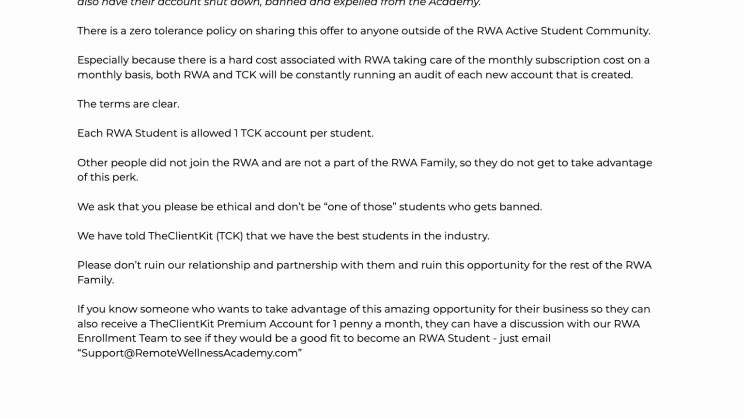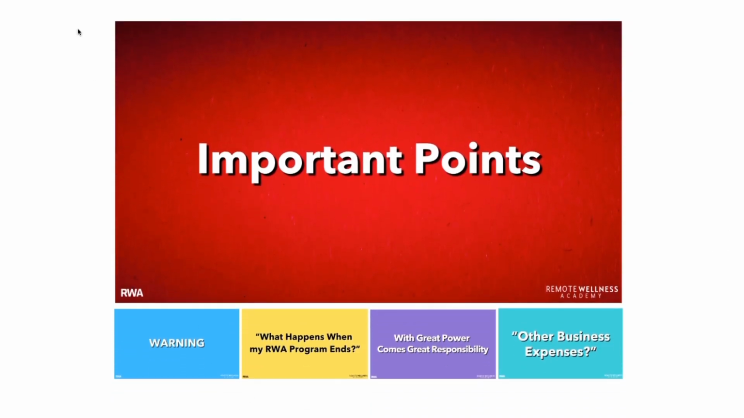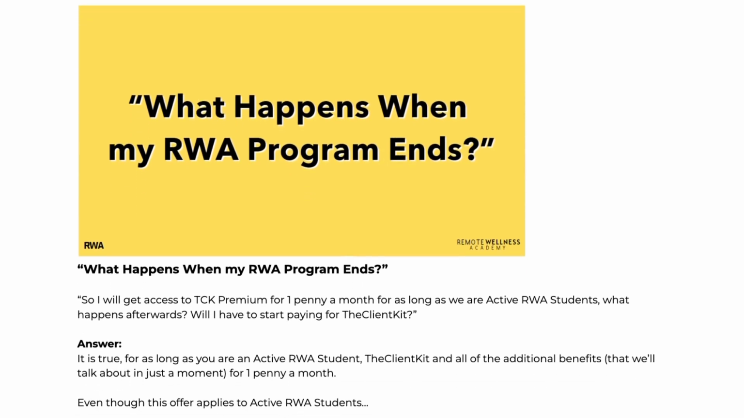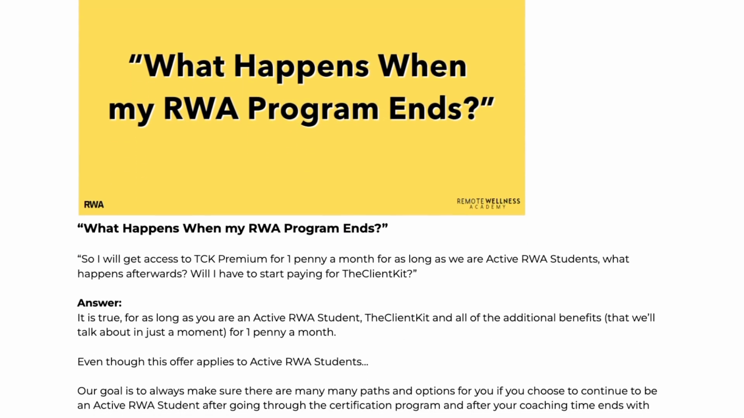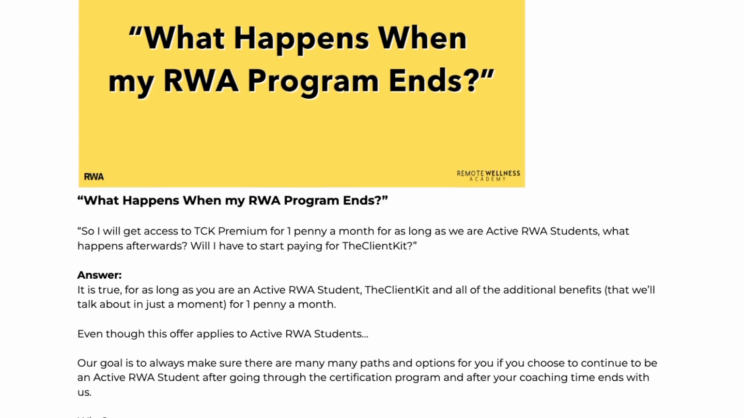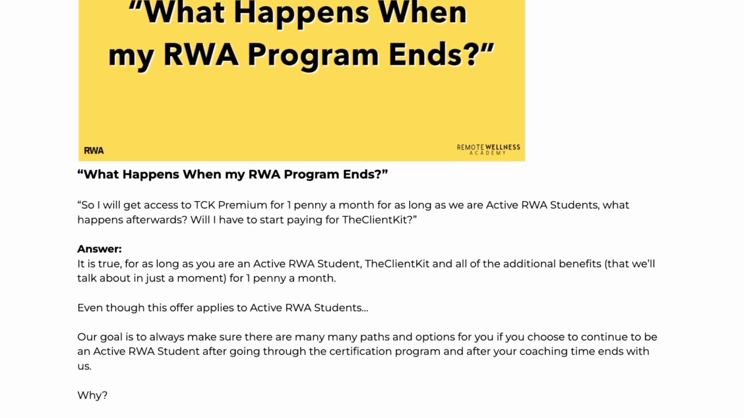Okay, so that is the first very important note out of the 4 that we wanted to go ahead and talk about, which was the warning. So we went ahead and completed that one. The next one we're going to go ahead and talk about is what happens when my RWA program ends. Let's go ahead and talk about that right now, okay? Because a question that might come up is that if TCK Premium for $1 a month is only for active Remote Wellness Academy students, well, what happens afterwards, right? Will I have to start paying for the Client Kit?